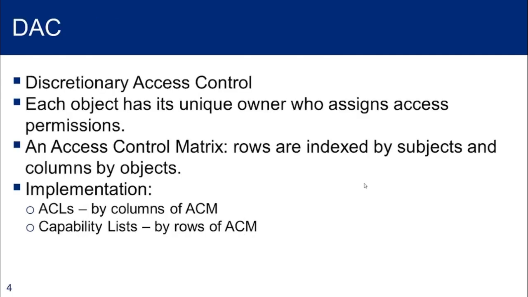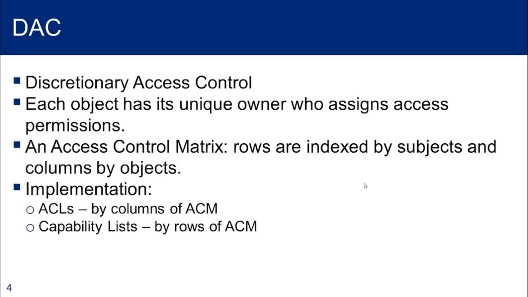For discretionary access control, each object has a unique owner, possibly the creator of the object, who is allowed to grant privileges to access the object to other users. The mechanism can be thought of as a matrix, although it is never implemented that way. The rows of the matrix are subjects who want to access objects, and the columns of the matrix are objects for which access is being managed.